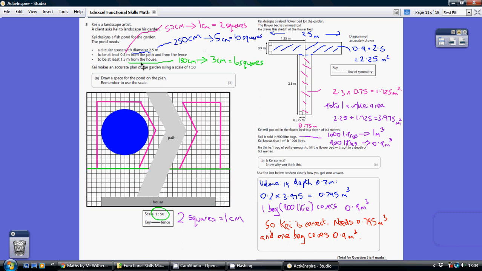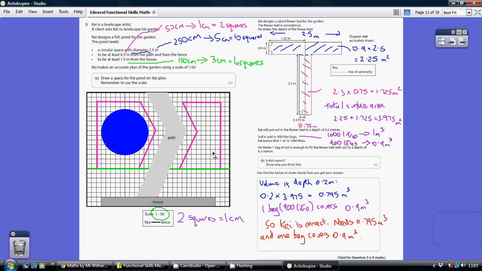Similarly, the distances from the house and from the fence you have to divide by 50. So 0.5 meters, which is 50 centimeters, divide by 50, that's 1 centimeter, and the distance from the house, which is 150 centimeters, divide that by 50, that's 3 centimeters.